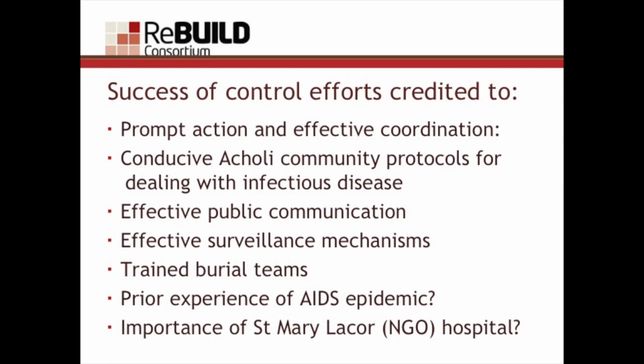So here are perhaps some of the reasons why they were successful in controlling the outbreak quite quickly: prompt action and effective coordination. Some anthropologists have suggested that the ways that the Acholi people manage infectious disease in their communities was conducive to preventing spread. And if anybody's interested in that, I'll tell you a bit more about that, but it's quite interesting. There was effective public communication, effective surveillance mechanisms, trained burial teams. Some people have suggested that the prior experience of the AIDS epidemic was important. As we know, Uganda was seen as having had a very successful effort at controlling AIDS, and that may have built, for example, trust between public health functions and communities, that they could trust the messages coming from them. And obviously it meant that there was a strong public health function that had been developed around AIDS.